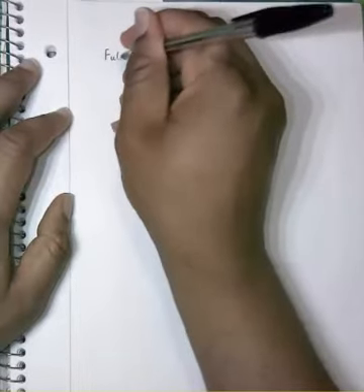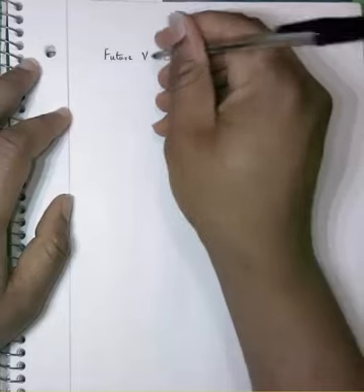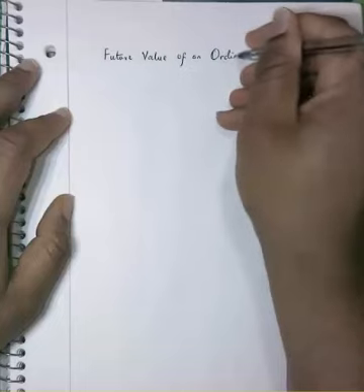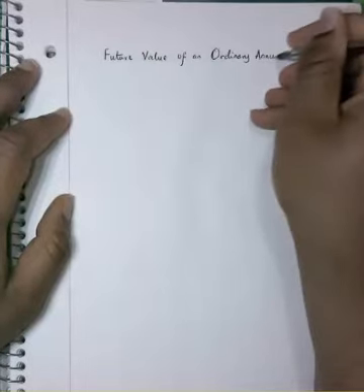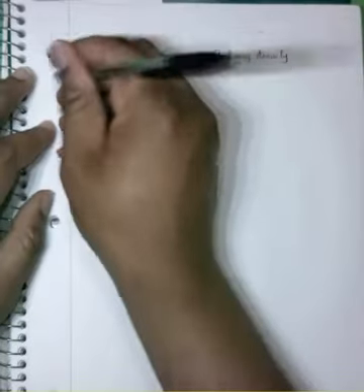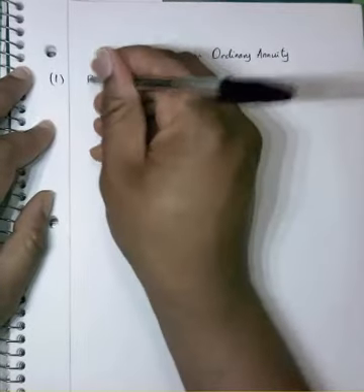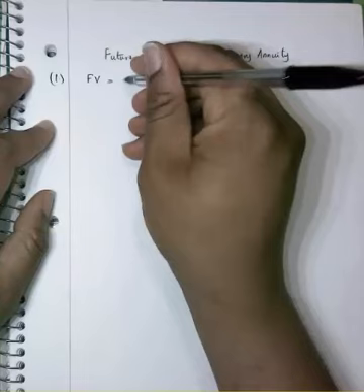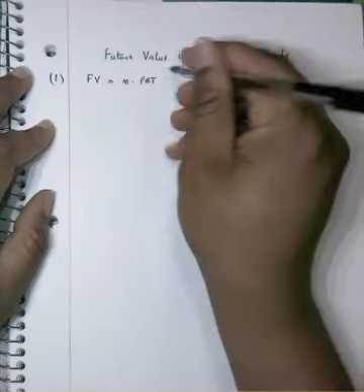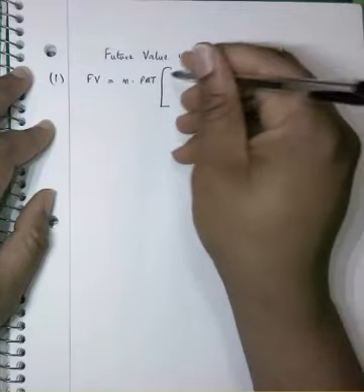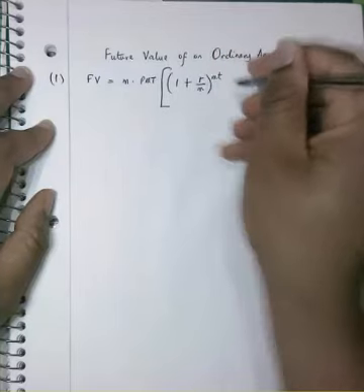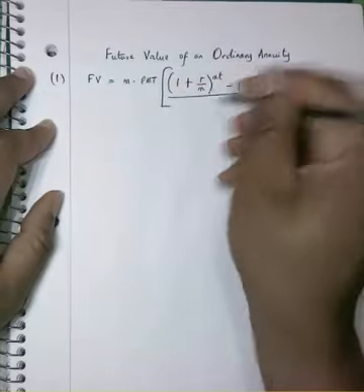We start with the future value of an ordinary annuity. Let us list all the formulas that we may use. Okay, and I will write all these formulas before I define what they mean. We could have FV equals M times PMT, then bracket 1 plus R over M exponent MT minus 1 all over R.